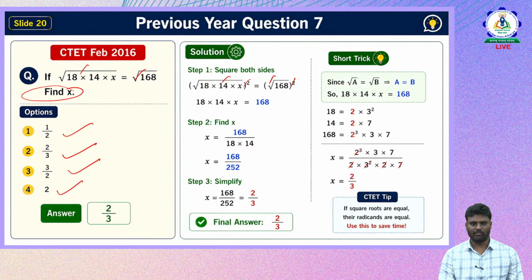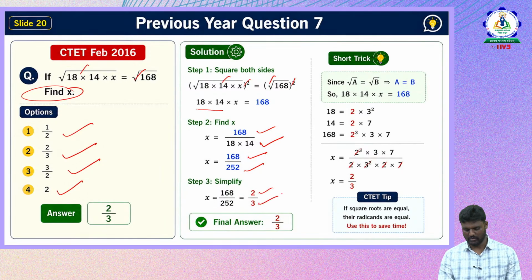Now we need to identify the x value here. So the LHS value becomes a divisor on the right side. 18 into 14, so x is equal to 168 divided by 18 into 14. If you multiply 18 into 14, we'll get 252. Now let us simplify this one. So x is equal to 168 by 252. If you do this, we will get 2 by 3.